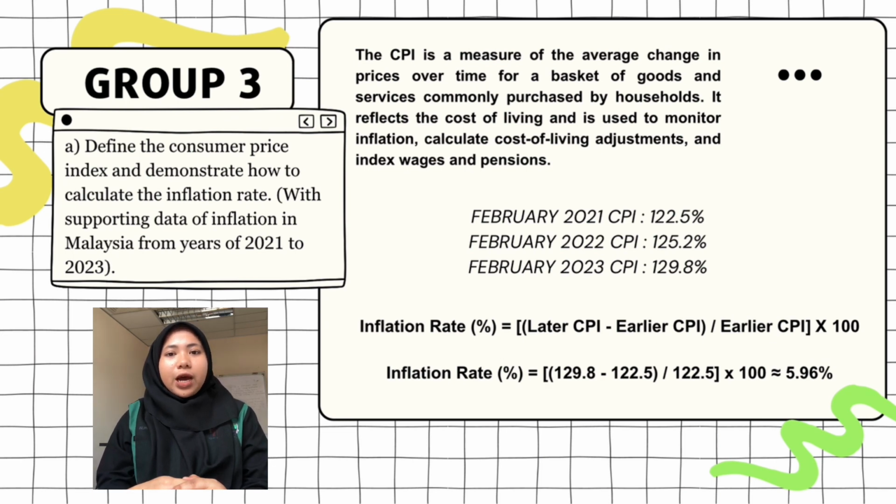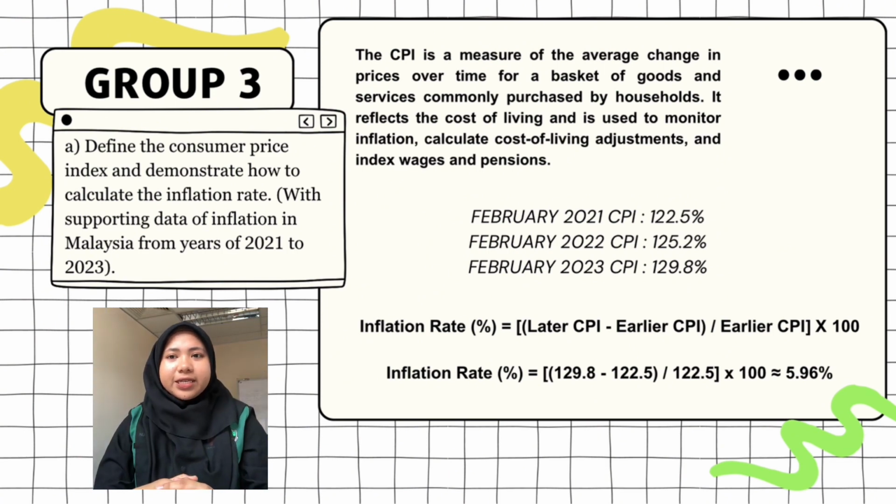2303014. Today I would like to present question number 3. The first question is: define the consumer price index and demonstrate how to calculate the inflation rate with supporting data of inflation in year 2021 until 2023.